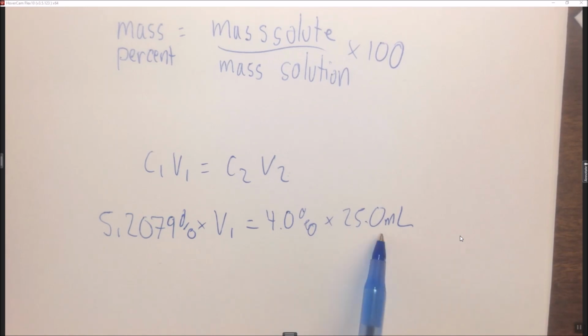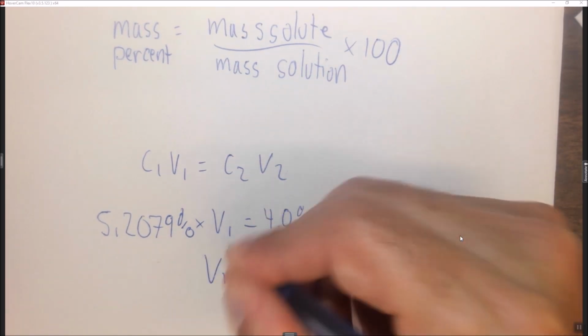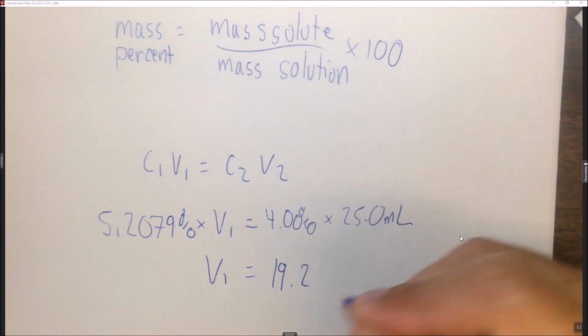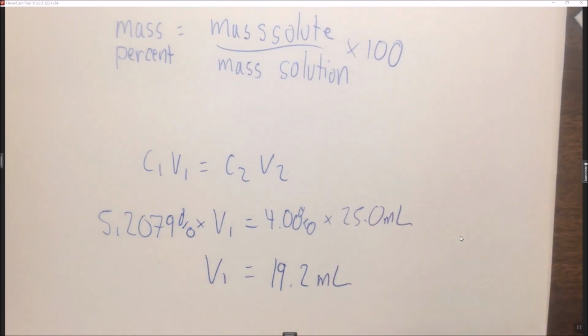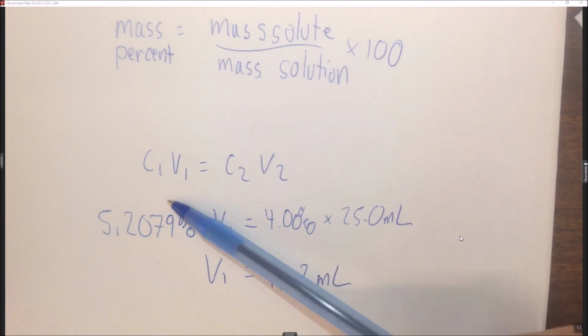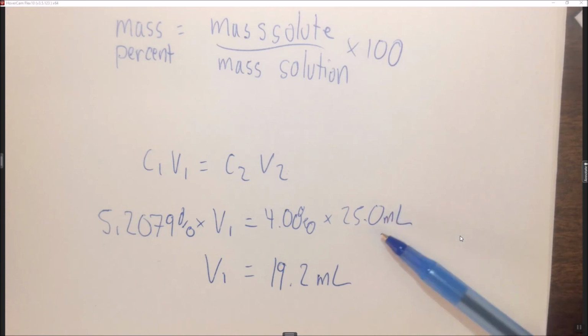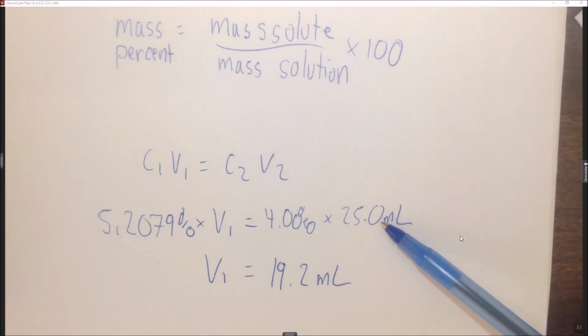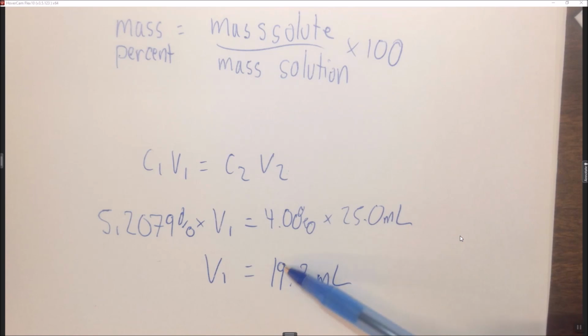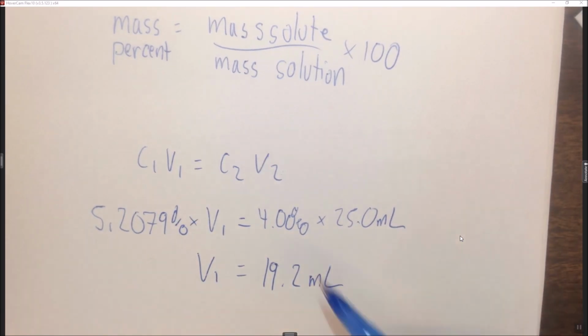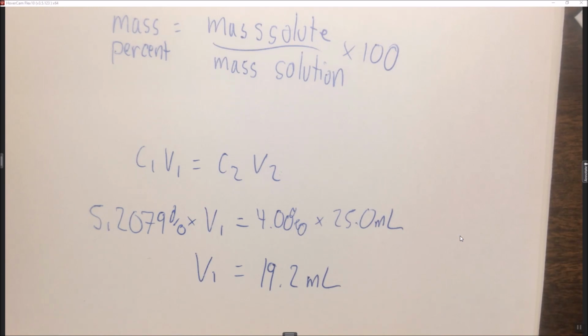Multiply these two together and divide by this one, and you find that V1 equals 19.2, make that 19.20 milliliters. What this means is we take 19.2 milliliters of this solution and we make the total volume 25 milliliters. Said another way, we add 5.8 milliliters of water to 19.2 milliliters of this solution, and we'll have a 4% solution. We can then measure the conductivity of that solution.